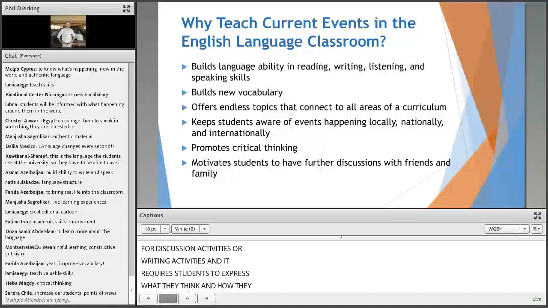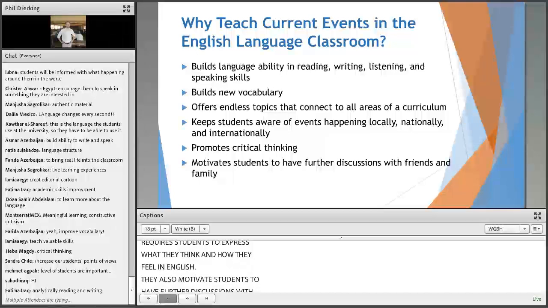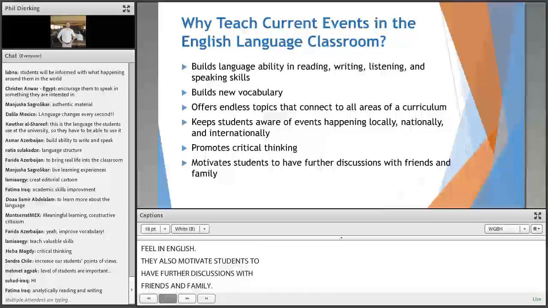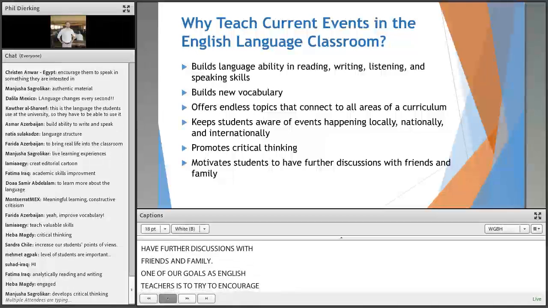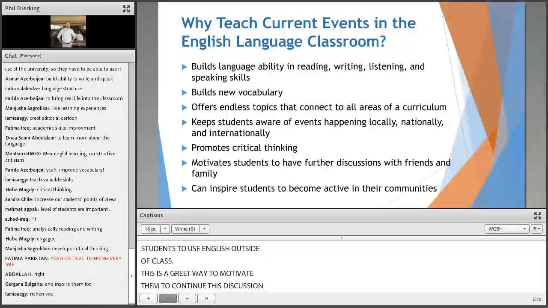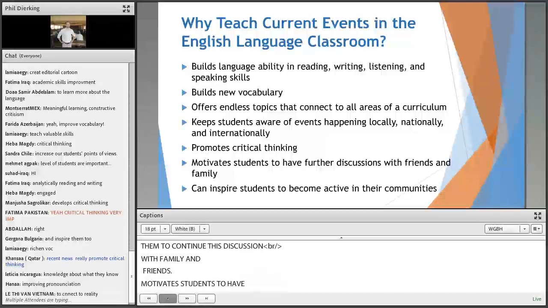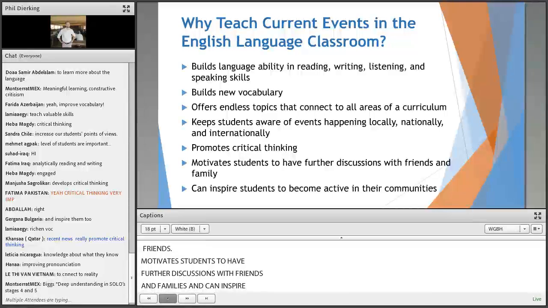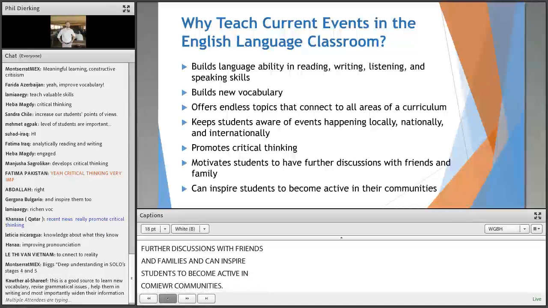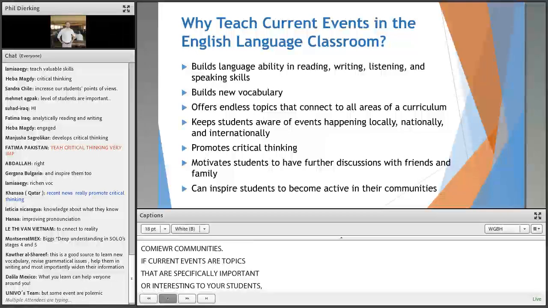They also motivate students to have further discussions with friends and family, and one of our goals as English teachers is to try to encourage our students to use English outside of class. This is a great way to motivate them to continue this discussion with friends and family outside the class in English. And even if it's in their first language, it's also valuable because they're talking about important things. And lastly, I said it can inspire students to become active in their communities. And if certain current events are topics that are specifically important or interesting to your students, it may inspire them to, outside of class, become more active and involved in that topic.